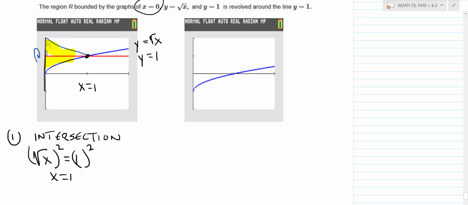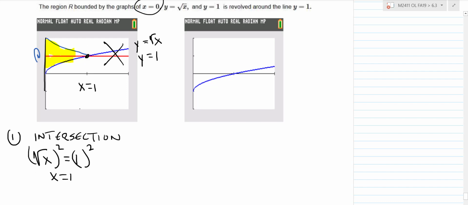So actually we're going to have that. We're not going to be looking at this region out here. I mean, you could, but the problem doesn't really say that. The problem is implying that we're looking at the area bounded by y equals 1 and y equals square root of x, so we're going from here to here.